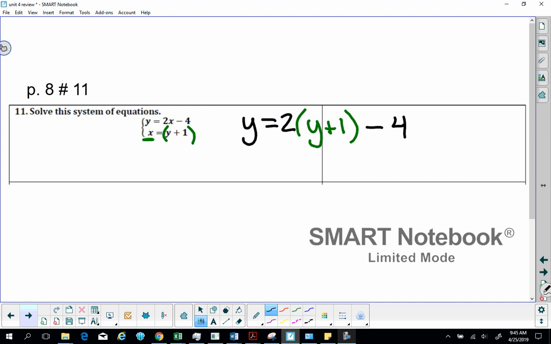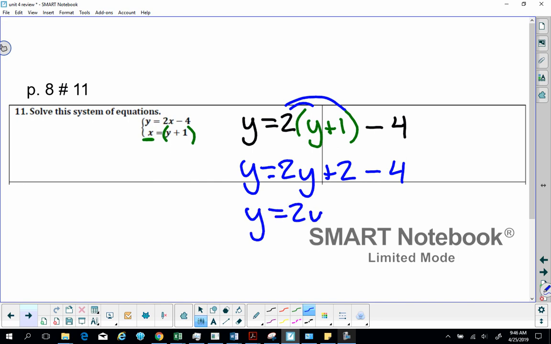Yes? Okay. So then we're going to solve. What's my first step for solving that one? Multiply. We're going to distribute the 2. And so we're left with y equals 2y plus 2 minus 4. Now what do I do? Yeah, we can combine these like terms. So we'll have y equals 2y. And then what's 2 minus 4? Negative 2.